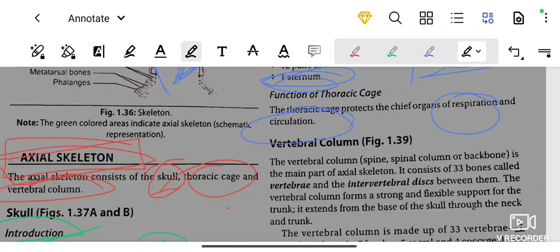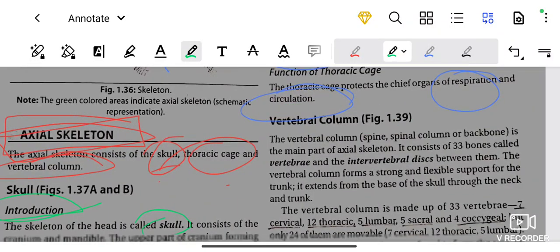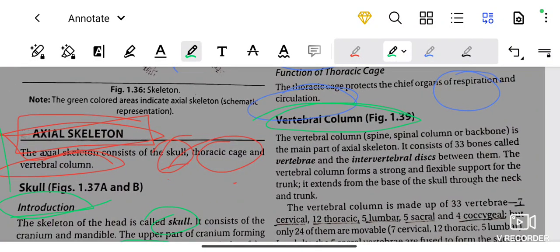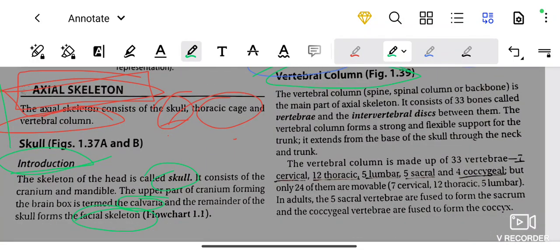The next section is the vertebral column. In the vertebral column we will study the spinal cord or spinal column, you can say, and backbone. Then, the main part of the axial skeleton. It is the main part of the axial skeleton. It consists of 33 bones called vertebrae and intervertebral discs between them.